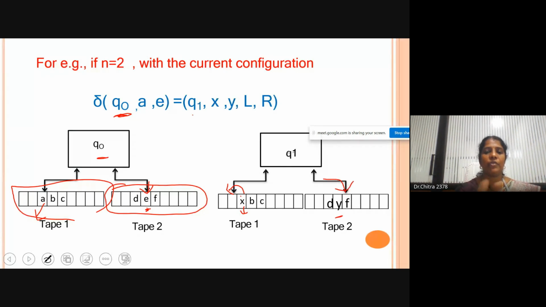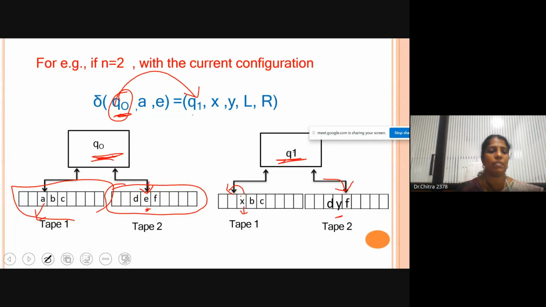So here I am performing two operations simultaneously. For parallel processing purposes, we are using this kind of Turing machine. Here two processes are carried out in parallel in a single state. The state is Q0. The state changes from Q0 to Q1.